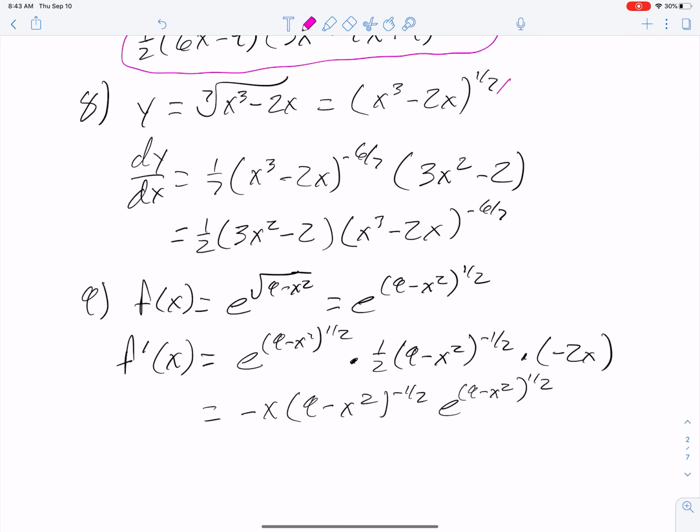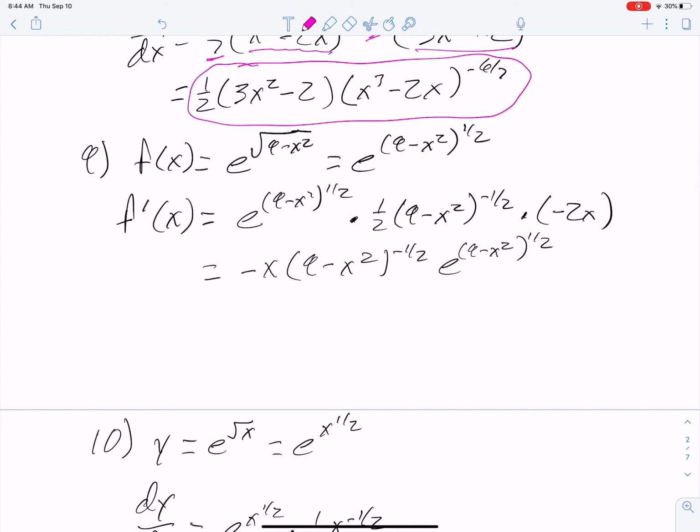Number 8, I convert my 7th root to being the 1/7 power. I know that I need the derivative of something to the 1/7 power. The derivative of something to the 1/7 power is 1/7 times that something to the negative 6/7 power. I have my original function from inside the 7th root there, and then I take the derivative of x cubed minus 2x and get 3x squared minus 2. And again, as you've seen, I rewrote, but you don't have to.